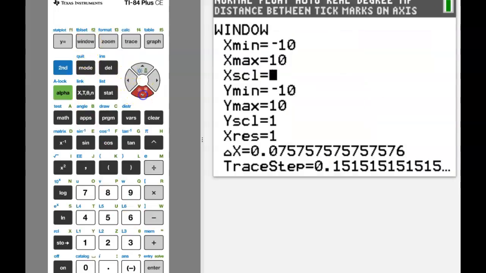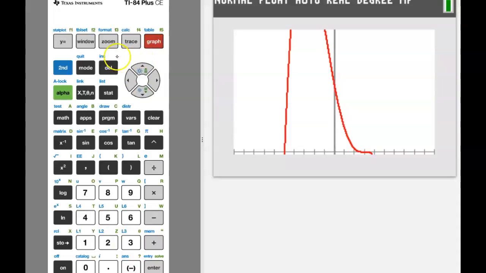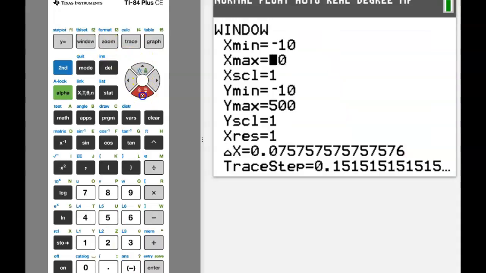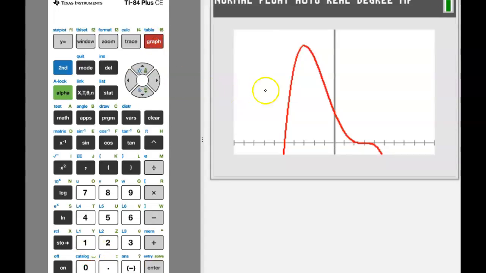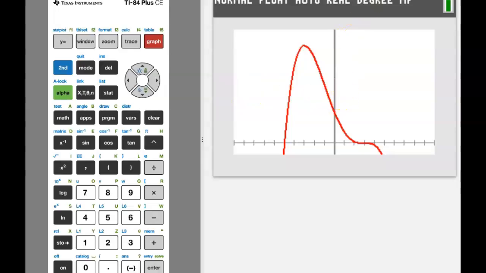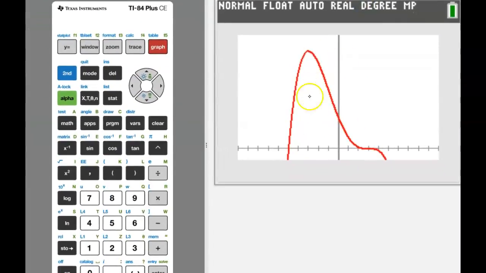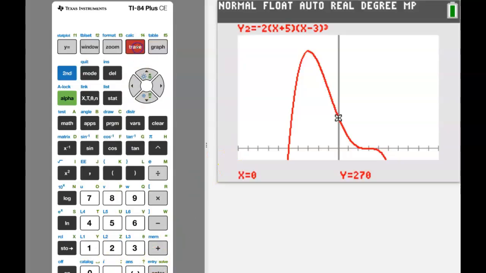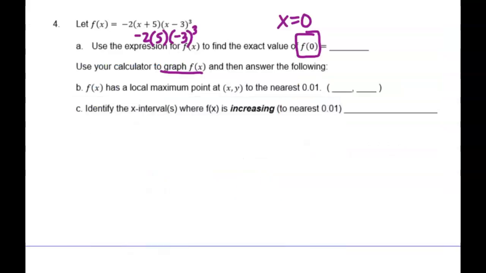Did anybody get it to work yet? I'm going to try like 500. I don't know why I remember it was really high. That's not even enough. I'm going to try like negative 100 to 1,000. Okay, there's the disgusting graph. It says we were finding f of 0, so you would just do trace 0 or look at the table, and that one came out 270.